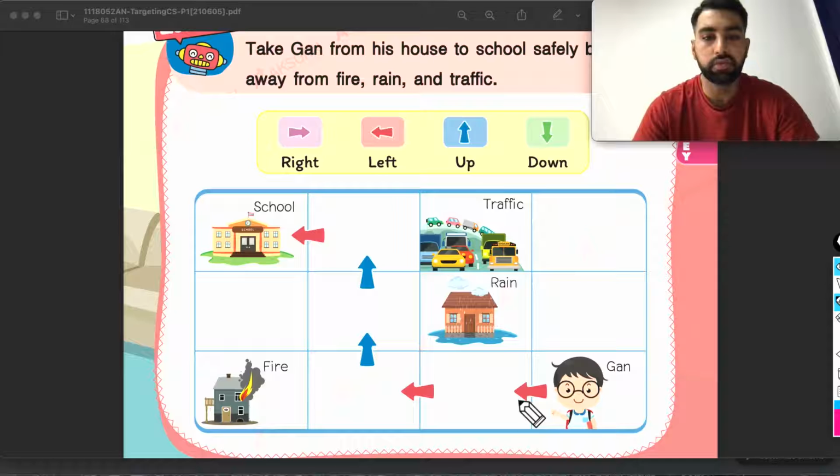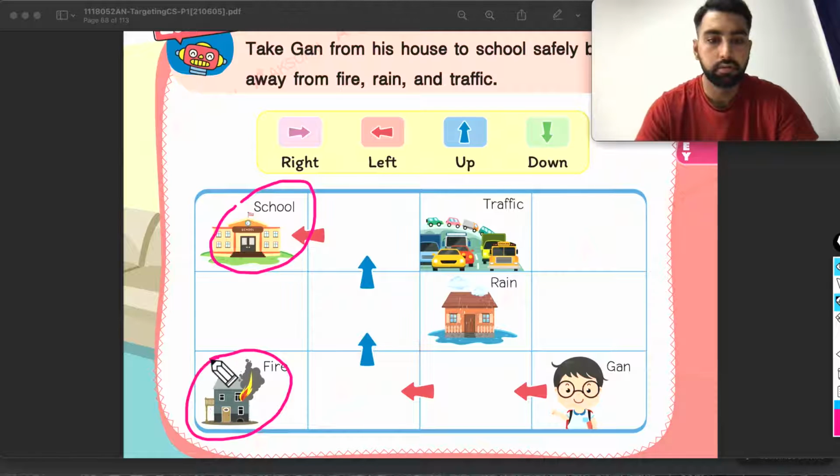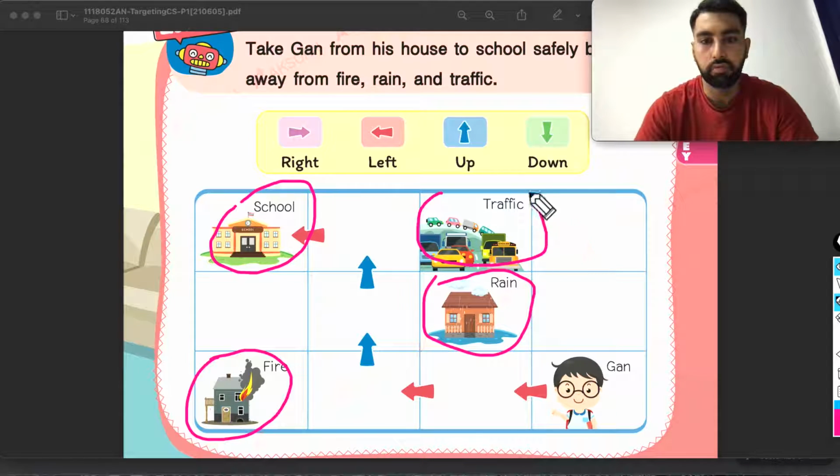So Ken has to go to school. This is a school, and this is a fire. Here is rain, and here is traffic. So Ken has to find the right way to get to this home. If Ken has to go up, this is wrong.